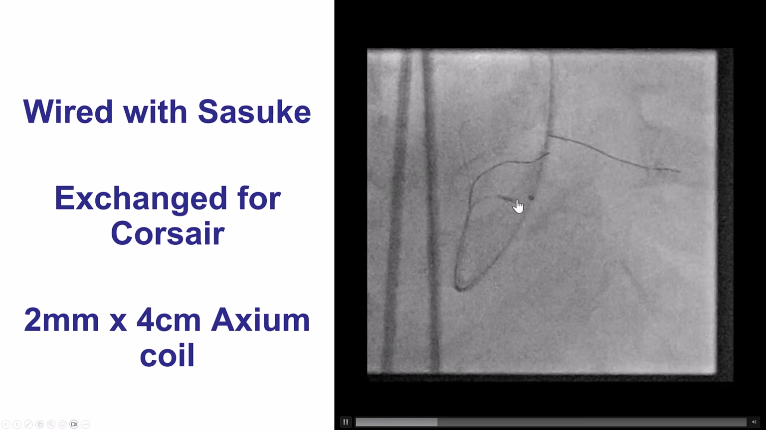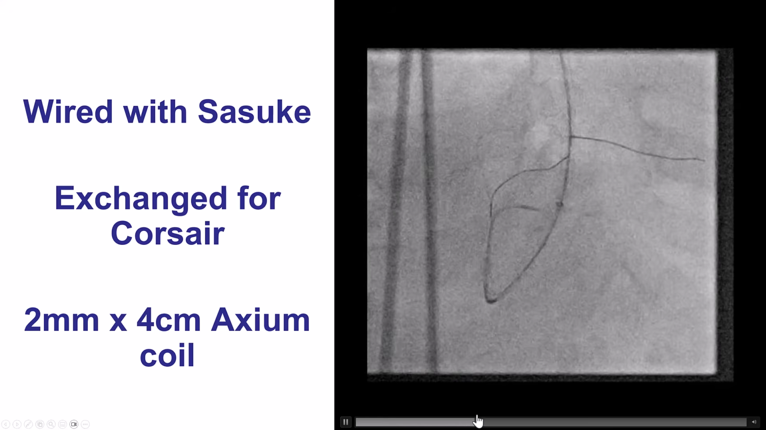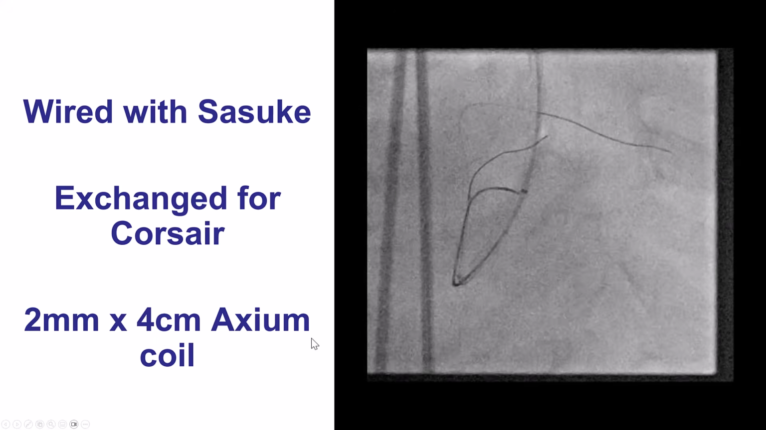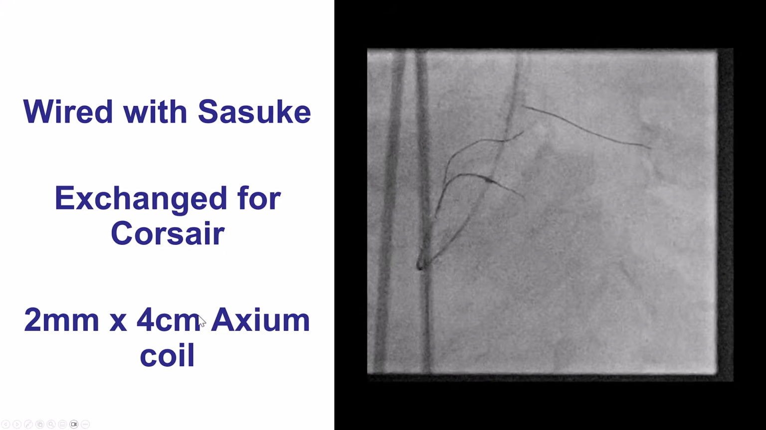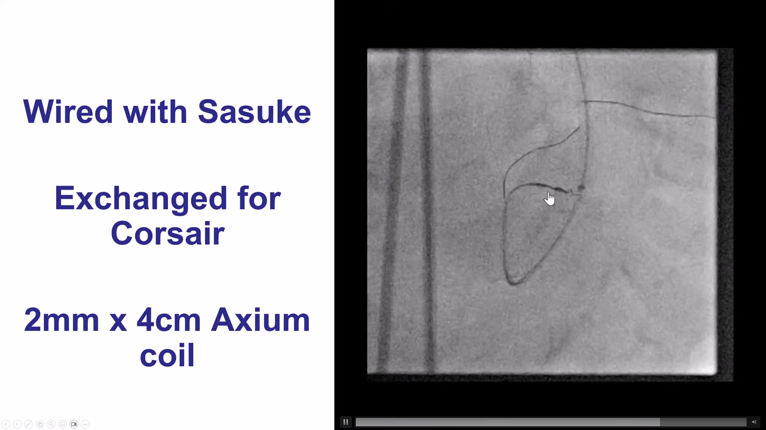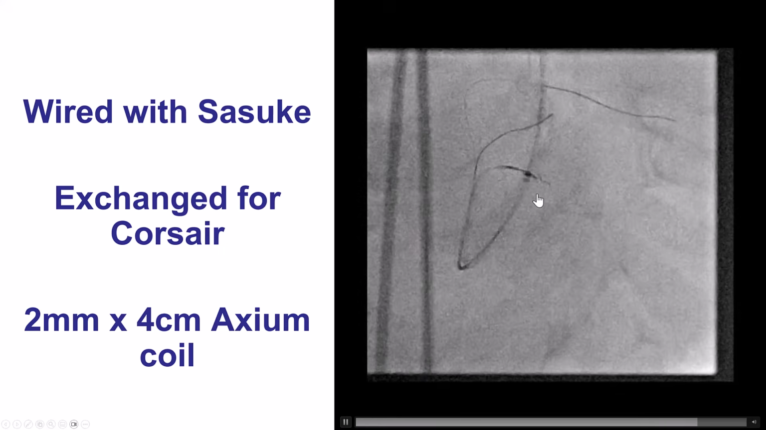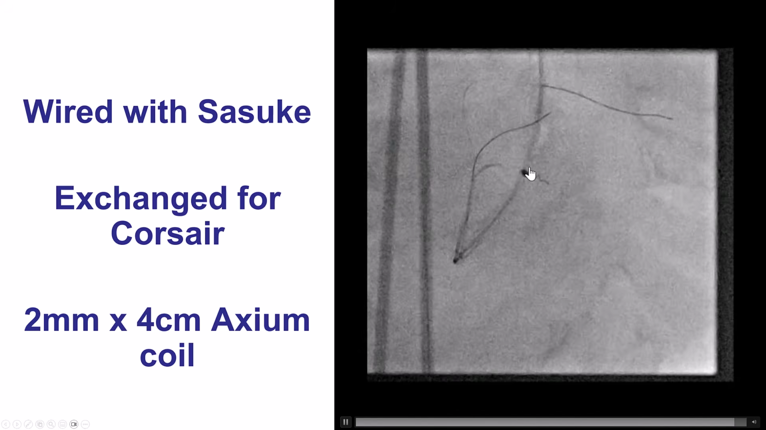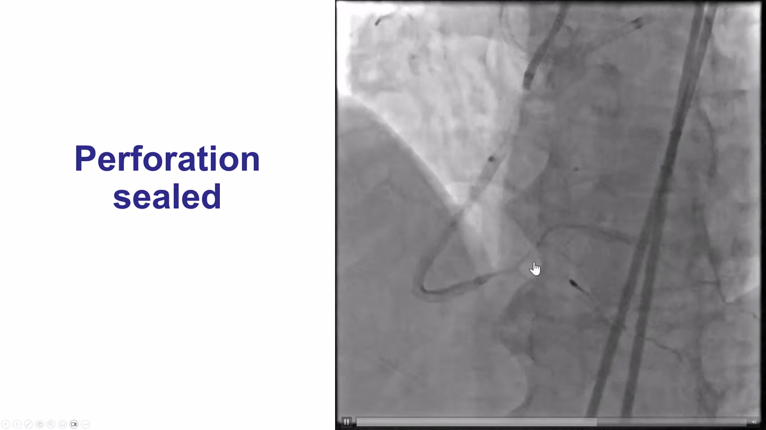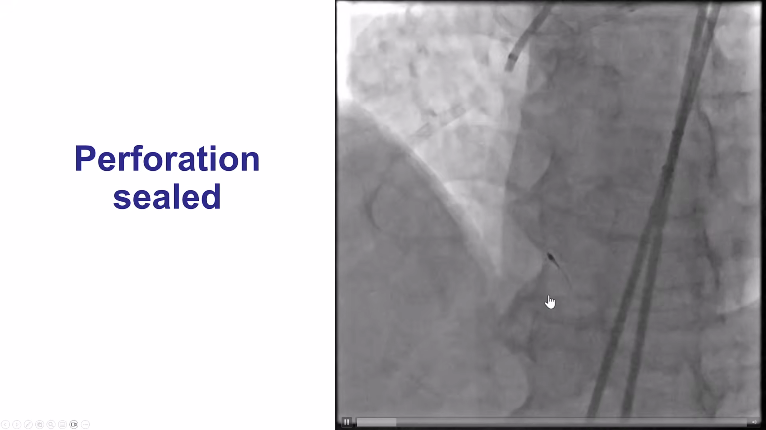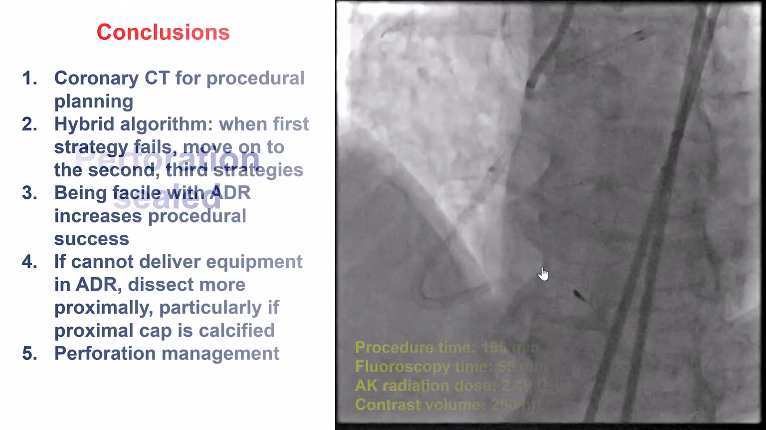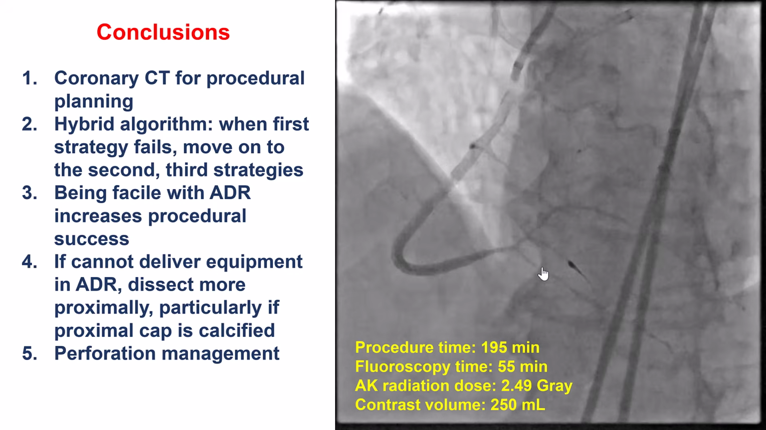So we placed a microcatheter inside that area of perforation and then deployed a 2 millimeter by 4 centimeter Axium coil. These are some of the smallest coils, and it is good to have them in the cath lab for situations like this, because they can effectively seal the perforation and they're fairly easy to use. And after doing this, we had nice occlusion of the perforation in the small vessel, and the patient had a pretty uneventful post-procedural course.